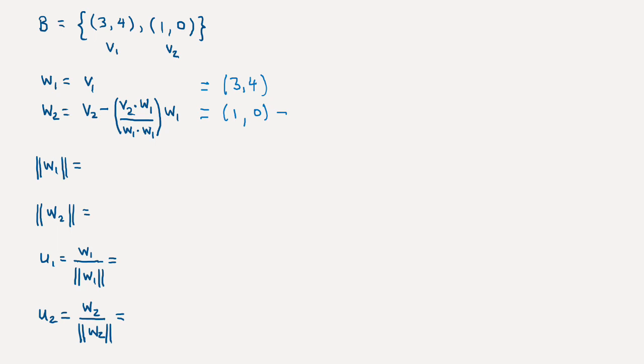minus, and then we've got to figure out the projection of v2 onto w1, so we take the inner product of v2, which is (1, 0), with w1, which is (3, 4), so that's going to be 3, and then the inner product of w1 with itself, so it's going to be 3 squared plus 4 squared, so 9 plus 16, so that's going to be 25, and then that's going to multiply the vector w1, which is (3, 4).